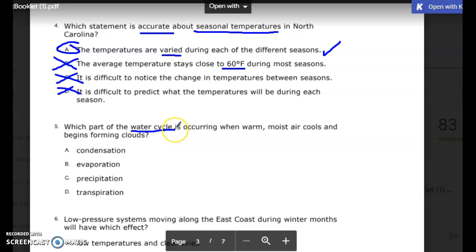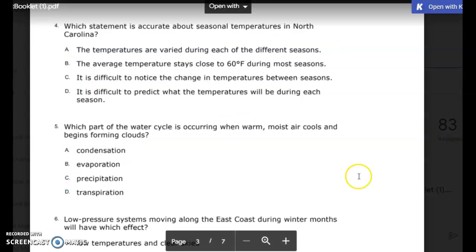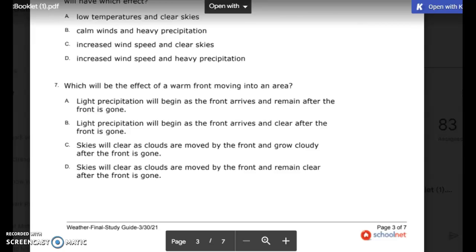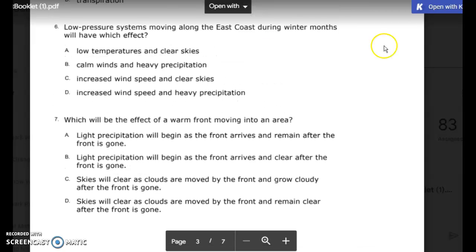Will there be water cycle questions on the test? Yes. What part of the water cycle is occurring when warm, moist air cools and, if you missed this, whoa boy, begins forming clouds? Cloud formation is? And it doesn't sound like anybody in here missed that. Transpiration is when plants sweat. Precipitation is rain, sleet, snow, and hail. Evaporation is when the puddle turns from liquid to gas. None of that is overly difficult in my opinion. But again, now is the time to ask questions.